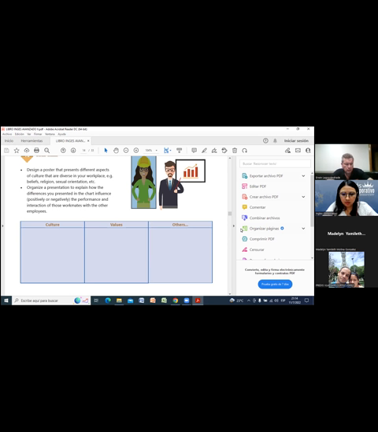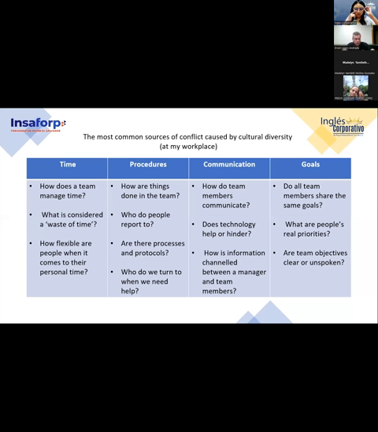Vamos a presentarlos. Vale, take a look at this one. Vean mi cuadro. Can you see my screen? Yes. Vale. What do I have here? What is the main topic? Most common, aquí está, miren, sources of conflict. ¿Qué ocasiona conflicto en su lugar de trabajo? Mis ejemplos eran time, procedures, communication, and goals.